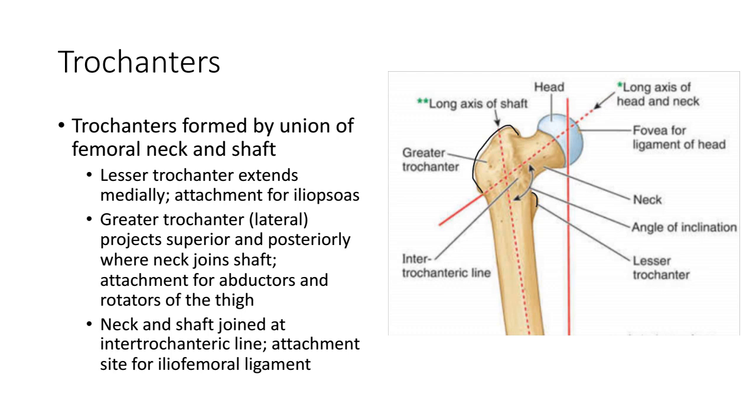The trochanters are formed by the union of the femoral neck and the shaft. The lesser trochanter extends medially, and the iliopsoas muscle attaches there. The greater trochanter is more lateral. It projects superior and posteriorly where the neck joins the shaft, and it's the attachment for the abductors and the rotators of the thigh. The neck and the shaft join at the intertrochanteric line, which is an attachment site for the iliofemoral ligament.